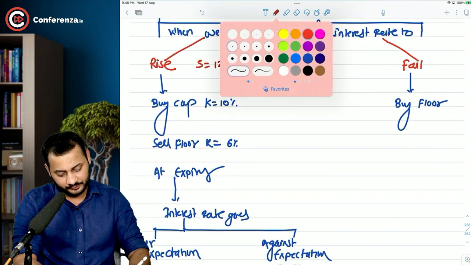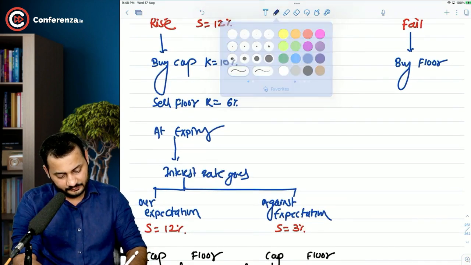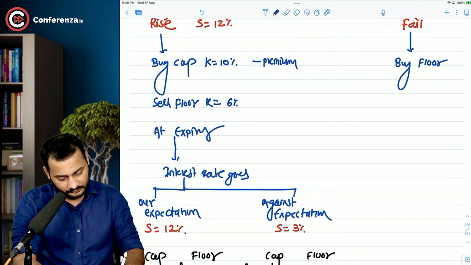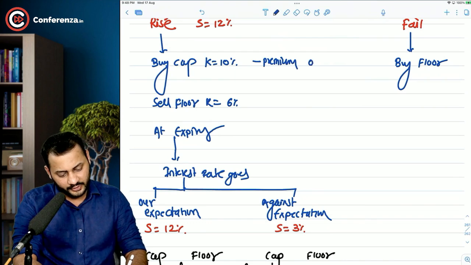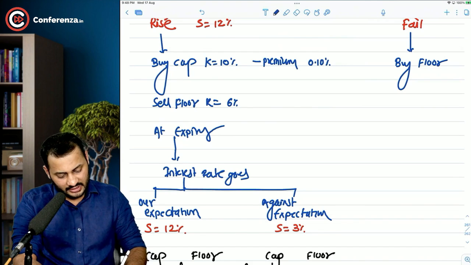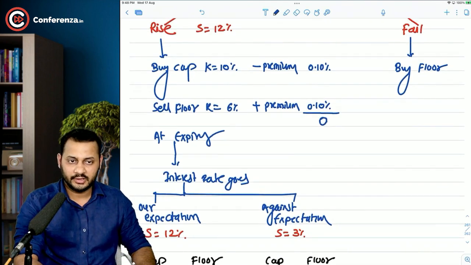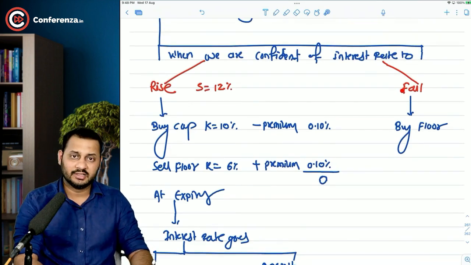Let's say for example, when you buy the cap, you pay a premium of 0.10%. When you sell the floor, you receive a premium of 0.10%. And the net is 0. Do you get that? Now what happens on the other side?